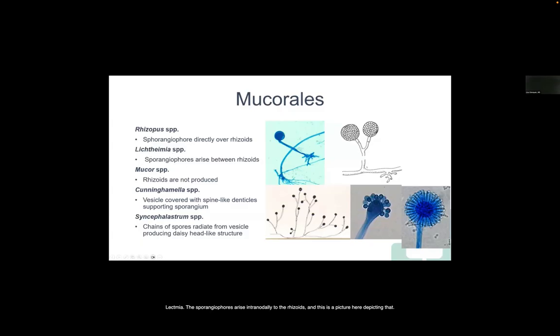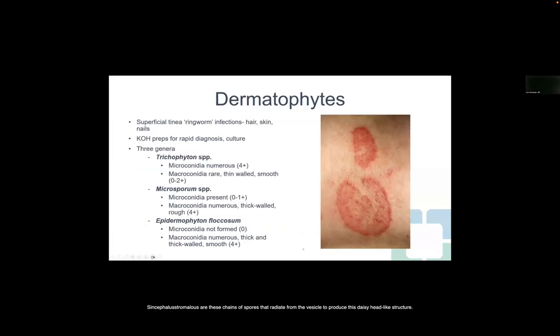Lichtheimia, the sporangiophores arise internodally to the rhizoids, and this is a picture depicting that. We have a Mucor species where no rhizoids are produced at all, and that's shown here. And then our last two have unique morphologies. Cunninghamella has a vesicle that's covered in these spine-like denticles supporting the sporangium. And then finally, Syncephalastrum has chains of spores that radiate from the vesicle to produce this daisy head-like structure.